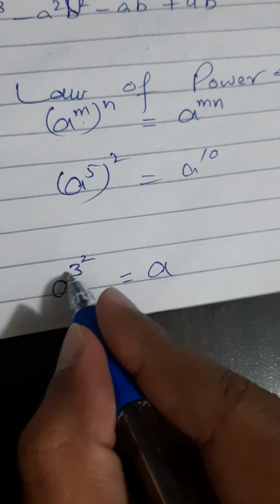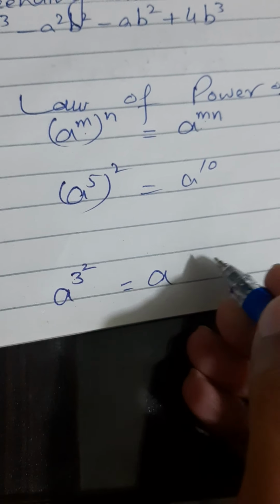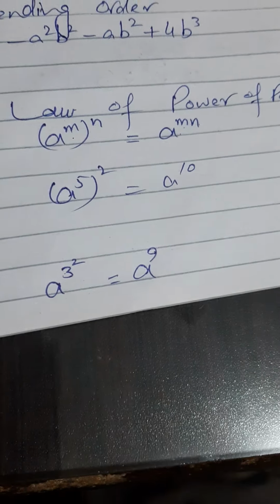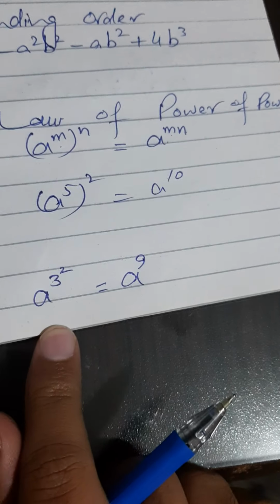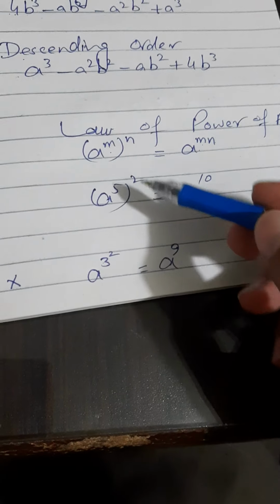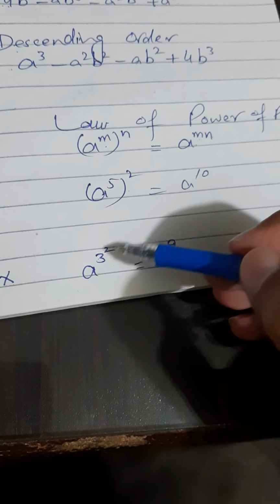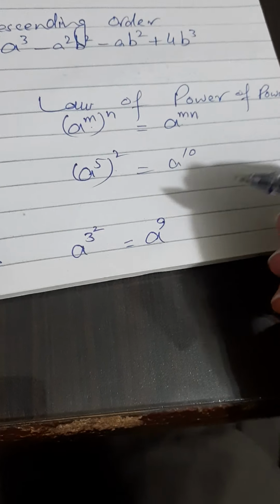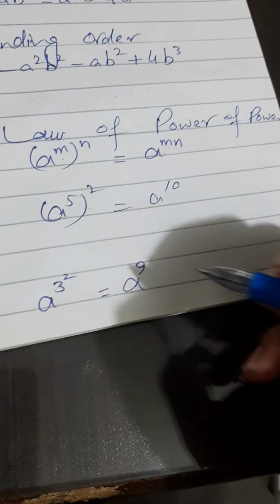It's a raised to power 3 squared, which is 3 multiplied by 3, that is 9. We cannot use the above law in this condition. So you have to remember this thing. If there is a bracket written, we use the law of power of power. If there isn't any bracket, we cannot use that law.